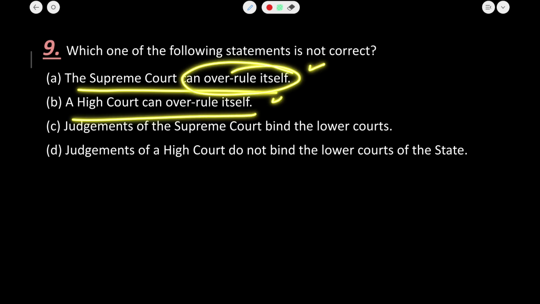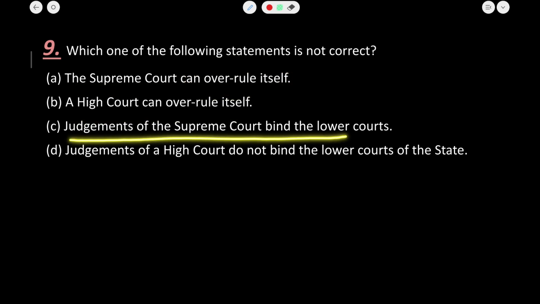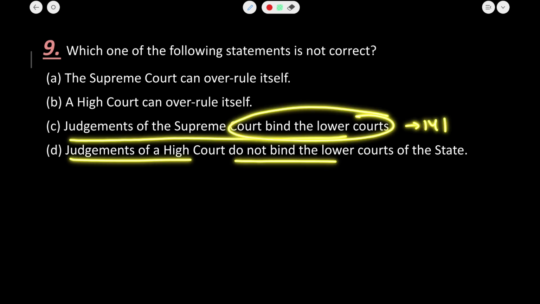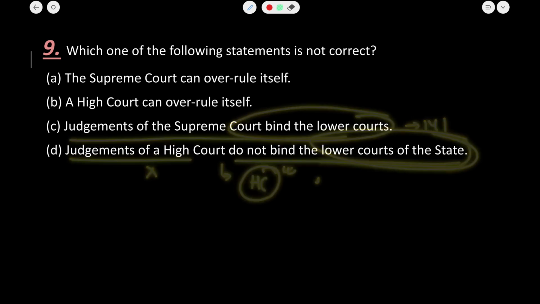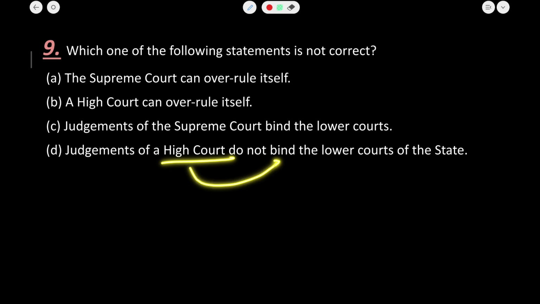A High Court can also overrule itself, because a High Court is also a court of record. The judgment of the Supreme Court is binding on all courts. This is Article 141. And the statement that the judgment of High Court does not bind the lower court is absolutely incorrect. The High Court of the state has sole control over the lower courts of the state, and the decision of the High Court is binding. So the statement is not correct. The question is asking about the not correct statement, so D is the not correct statement here.